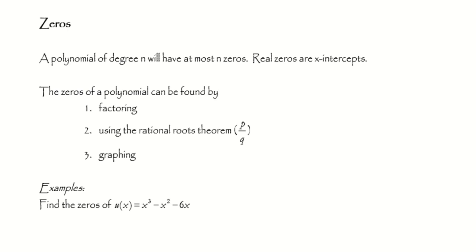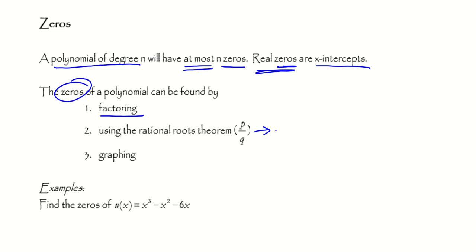This is a very important thing to know, and that is that a polynomial of degree n will have at most n zeros. Our zeros, real zeros, are our x-intercepts. We can find the zeros by factoring. We can find the zeros by using the rational roots theorem, which we're not going to do. You can cheer. Woo-hoo. And we can find our zeros by graphing.